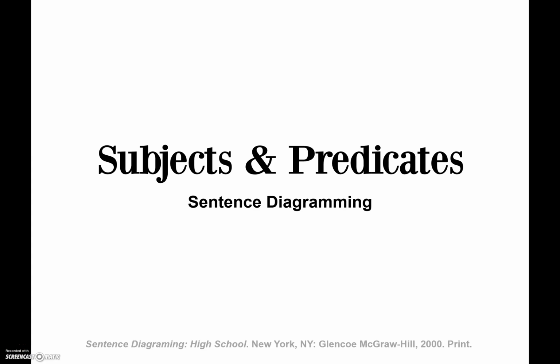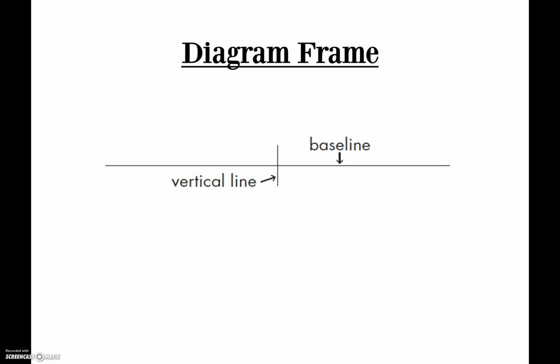Today we're going to start our conversation about sentence diagrams with the very basics, subjects and predicates. So let's get started. A sentence diagram is a visual representation of the words and parts of a sentence. A diagram shows how sentence elements relate to each other and to the sentence as a whole. A diagram frame, like the one shown here, is the starting point for diagramming sentences. You make a vertical line that is equally long above and below the baseline.